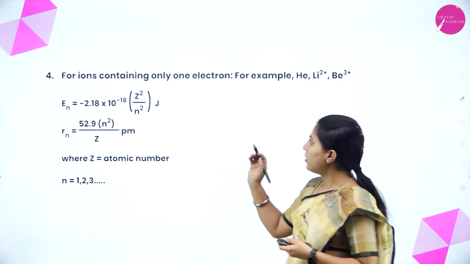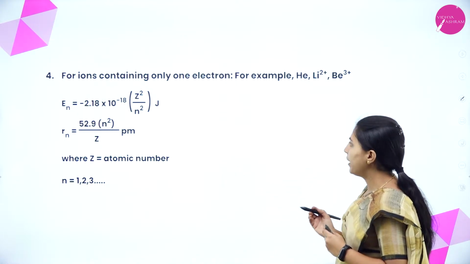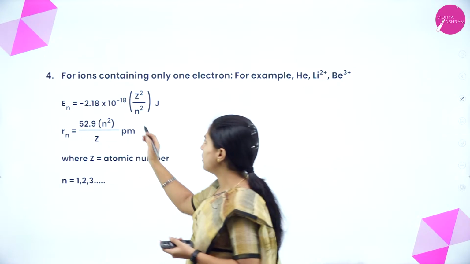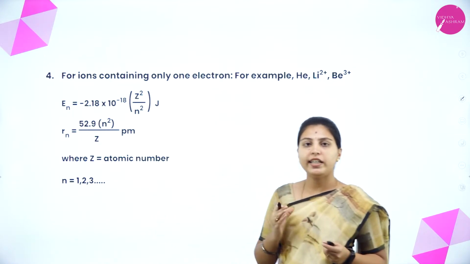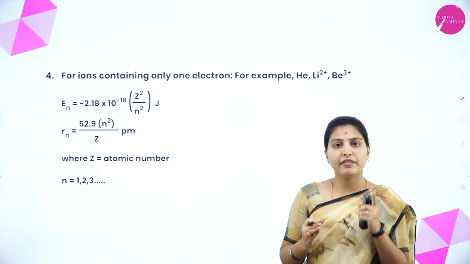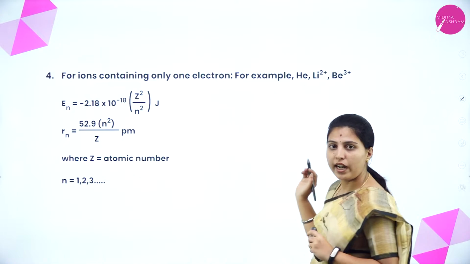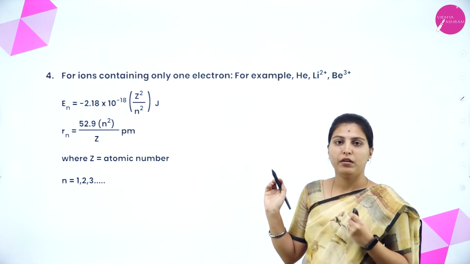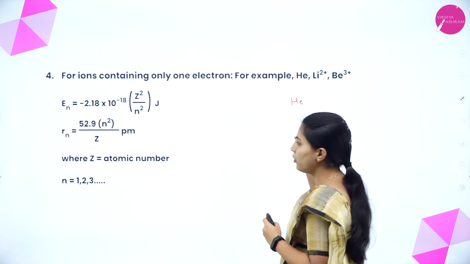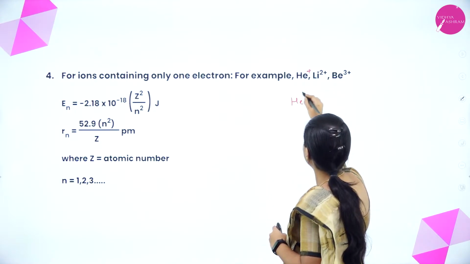Next, for ions containing only one electron, for example helium plus, lithium, beryllium, we will follow this equation. They are called hydrogen-like atoms. Hydrogen has only one electron. Here also, these are atoms like hydrogen. Means helium, helium also having one electron. Helium, this is plus.